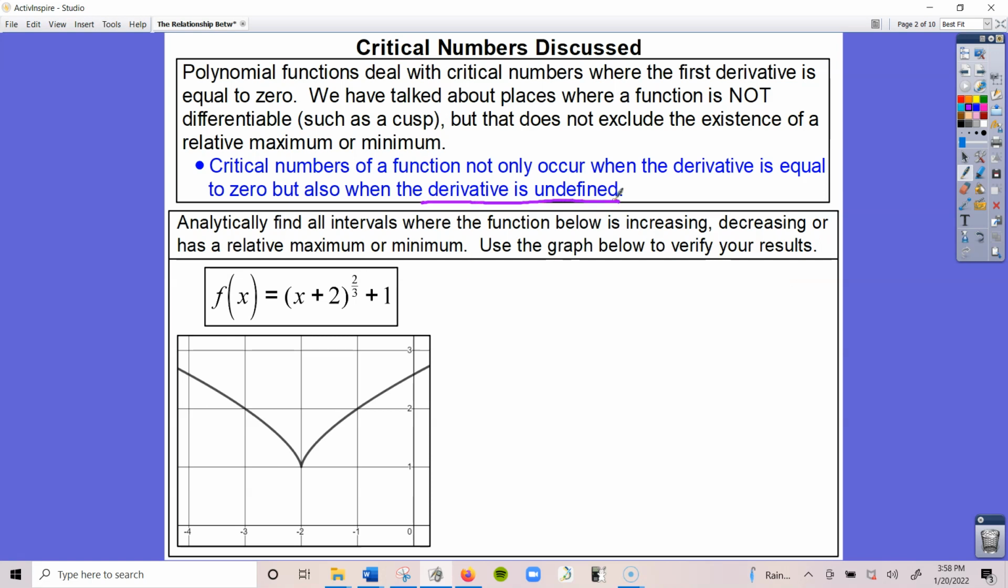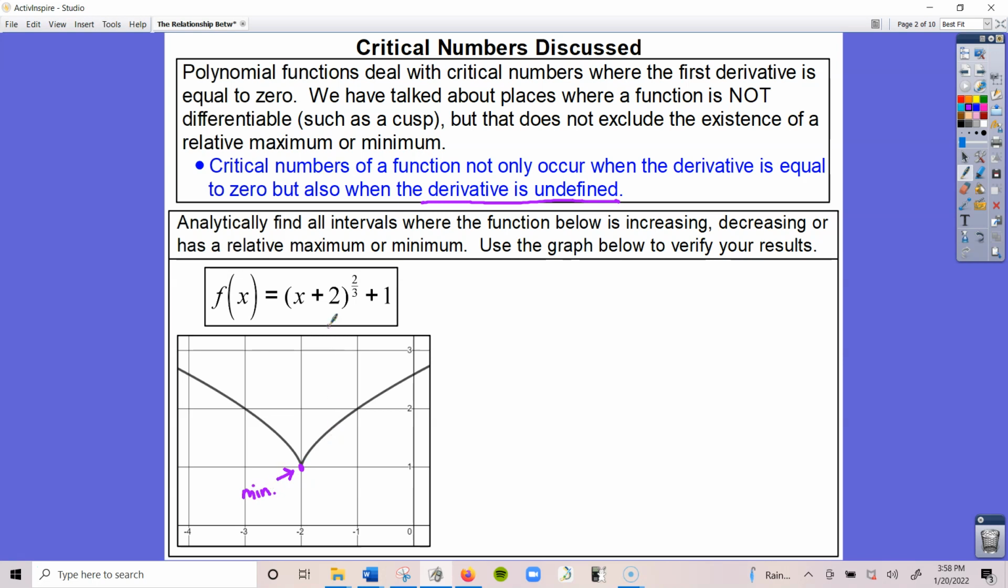Critical numbers of a function do not only occur when the derivative is equal to 0, but also when the derivative is undefined. If you look at this function here, we have f of x is equal to (x plus 2) raised to the 2/3, plus 1. You can see here that at x is equal to negative 2, my derivative would be undefined because of that cusp. However, as you can see from the graph, this would be a minimum.